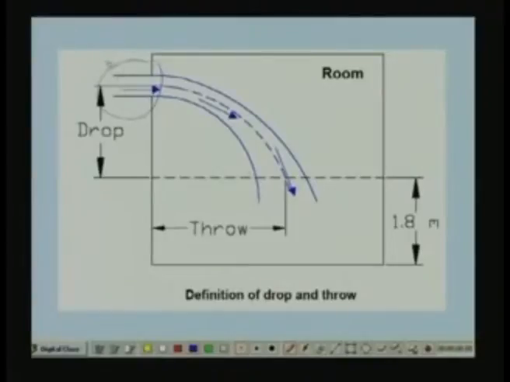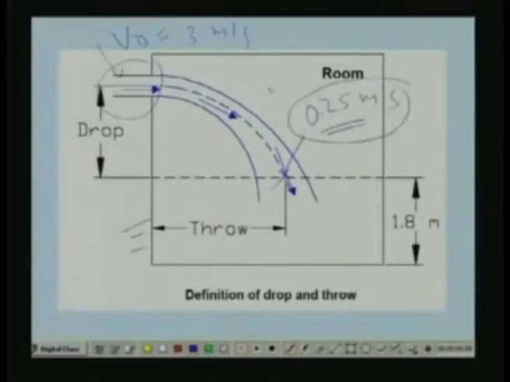Okay, so this is coming at some velocity, let us say V naught, which is equal to say 3 meter per second. We shall see this later, but as this air jet leaves the supply outlet and flows into the room, its velocity decreases, and simultaneously it also drops down because of buoyancy. Okay, so here throw is defined as the distance from this point to a point where the velocity has reduced to 0.25 meter per second.